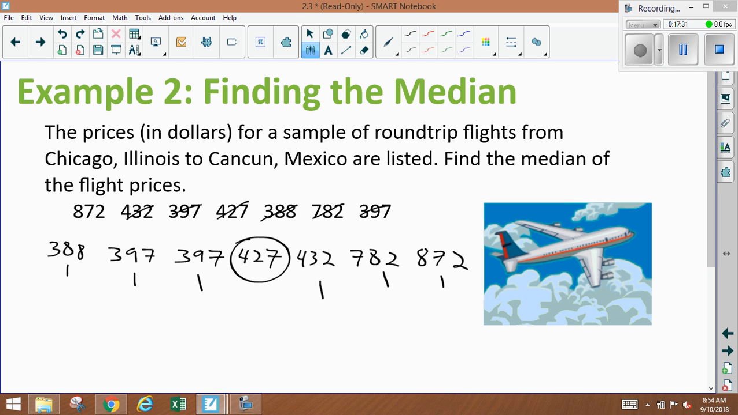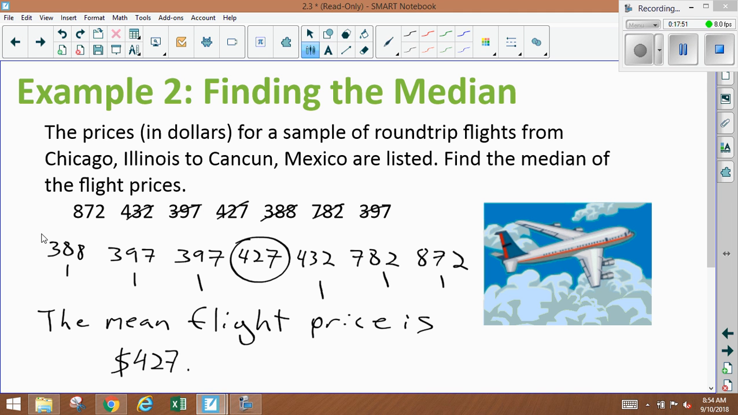But then again, we were given a question in context. We need to answer it in context. The median flight price is $427. So when you're answering a question that's given in the context of a real-life situation, you've got to answer it in that same context.